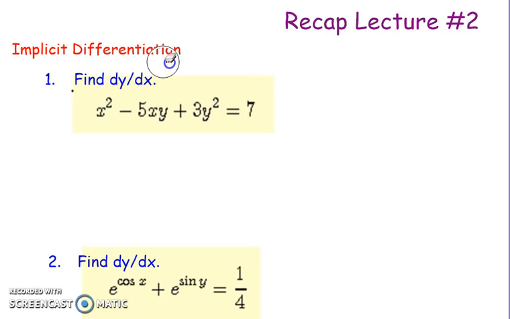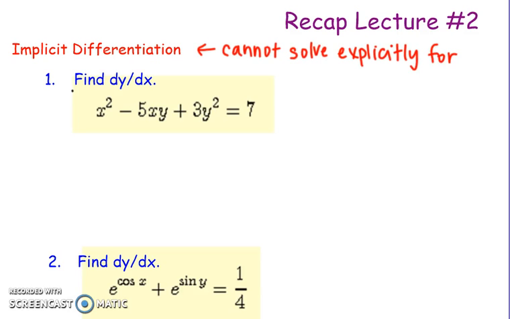All right, so we are working on recap number 2 for AP Calculus Bootcamp, and this video is going to talk about implicit differentiation, which we are going to use when we cannot solve explicitly for y. Maybe it's that we can't, maybe it's that we don't want to, maybe it's a lot of work. So that's going to be our first topic.